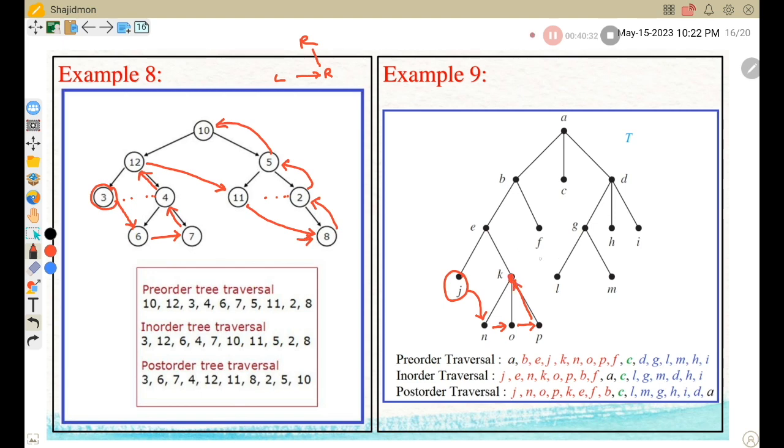Now once we reach K, again we need to go to the main parent, that is E. Then this is the left side, correct? Then we need to go to the right side, that is F. Then we need to go again to the left here, that is B, the parent vertex. Then we need to go to the next subtree, that is C. Okay, the right side is a subtree. Now we need to go to the right subtree, the third subtree, correct?